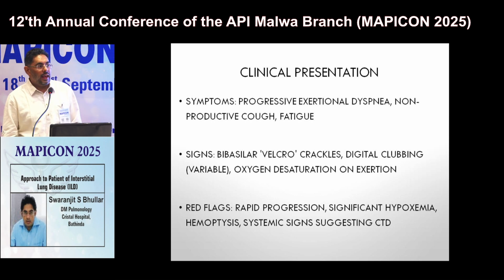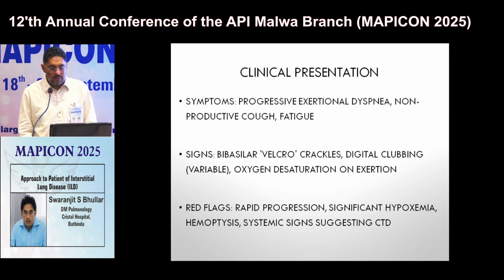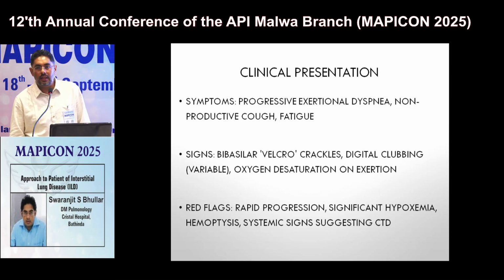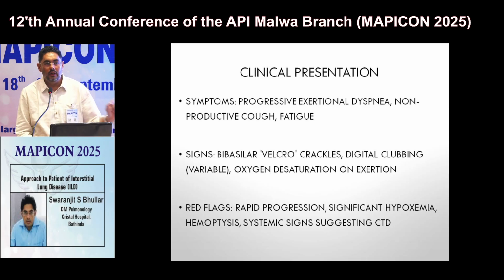What are the red flags in ILD? Clinically, what is always important to see in OPD practice is rapid progression. Any rapidly progressive ILD is a red flag. Then any significant hypoxemia, as I have already told, if your baseline saturation is less than 90% in OPD, then definitely that is a red flag.